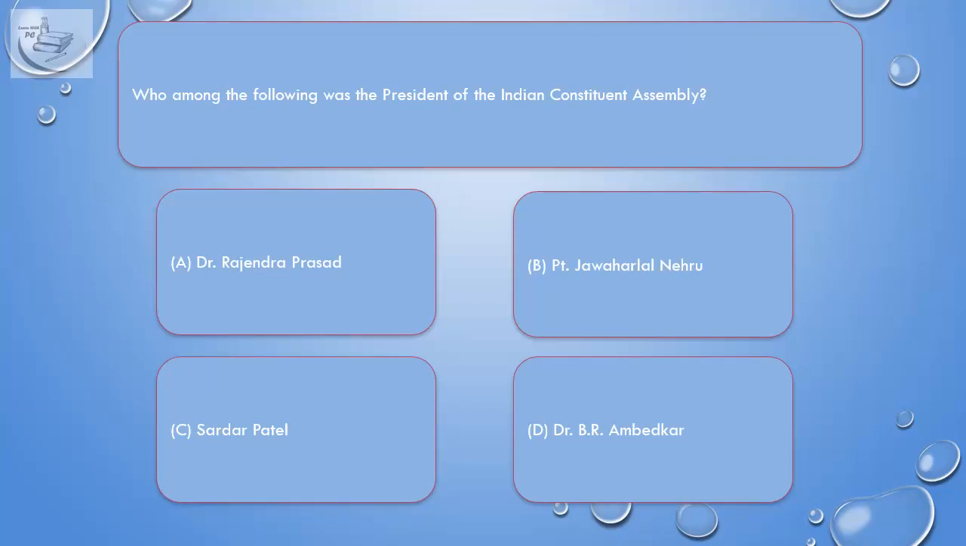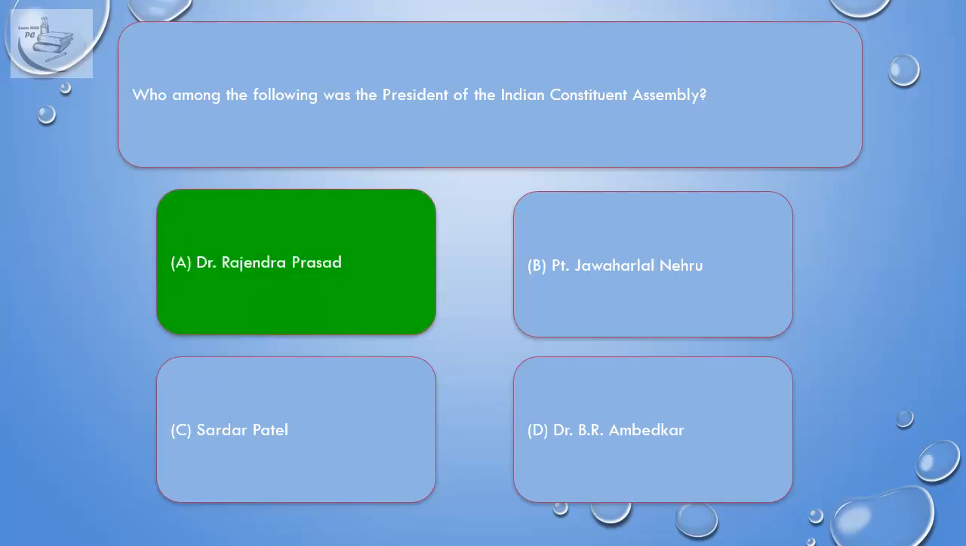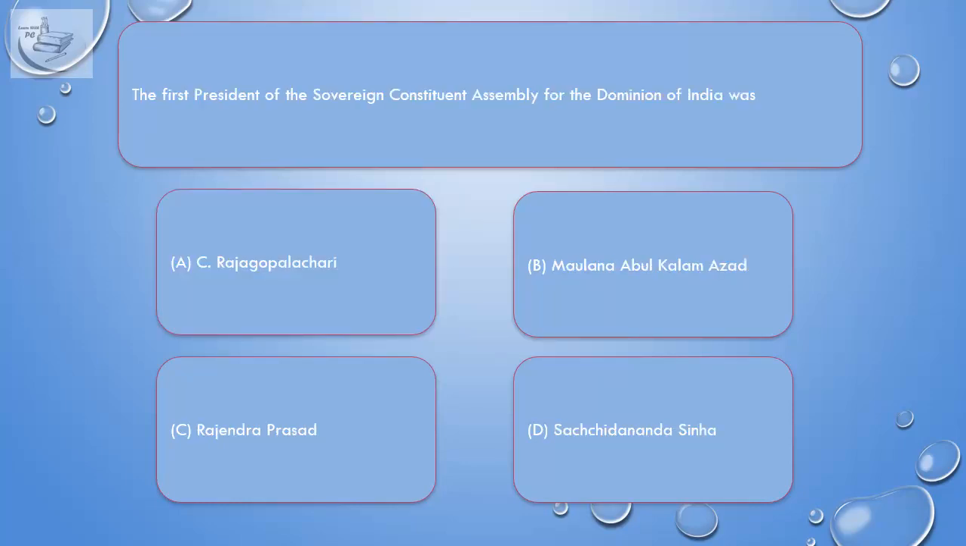Question: Who among the following was the President of the Indian Constituent Assembly? A. Dr. Rajendra Prasad. B. Pandit Jawaharlal Nehru, C. Sardar Patel, D. Dr. B. R. Ambedkar. Correct answer is A. Dr. Rajendra Prasad.